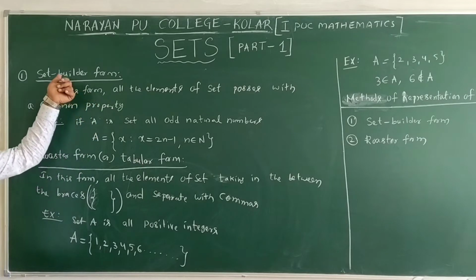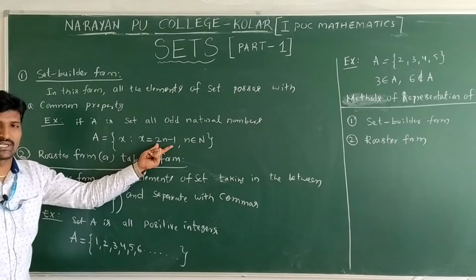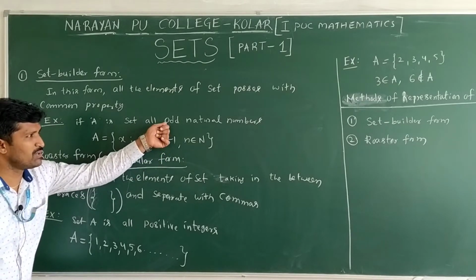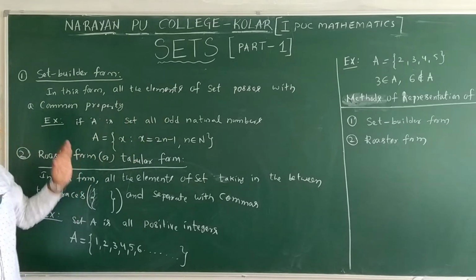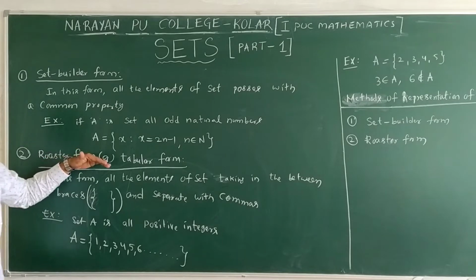Here in the set builder form, we need to write all the elements with a common property, a common formula. That formula will give us all possible elements in the given set. This is a set builder form and this is a roster form or tabular form.